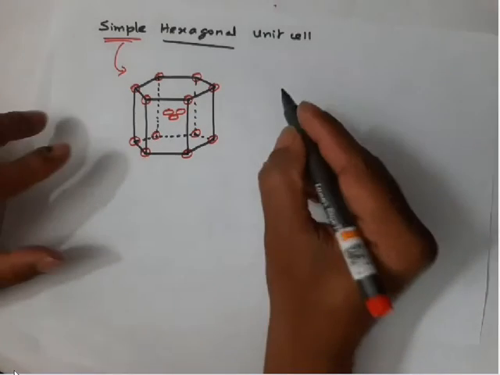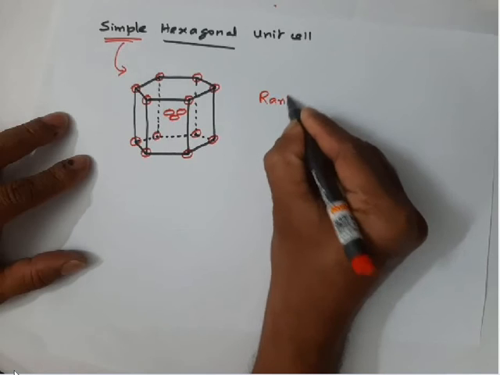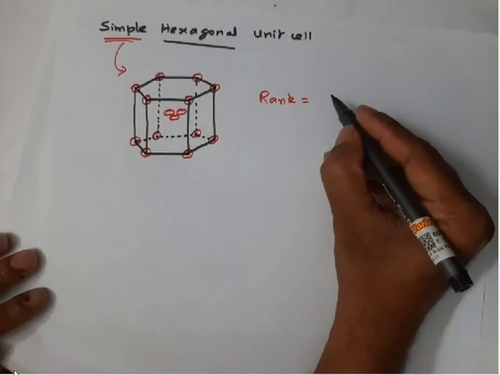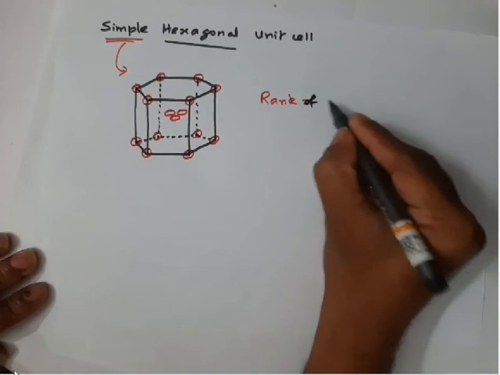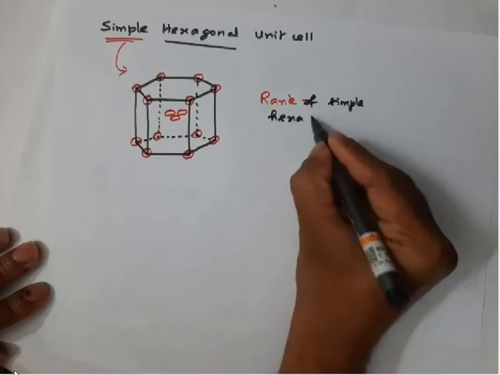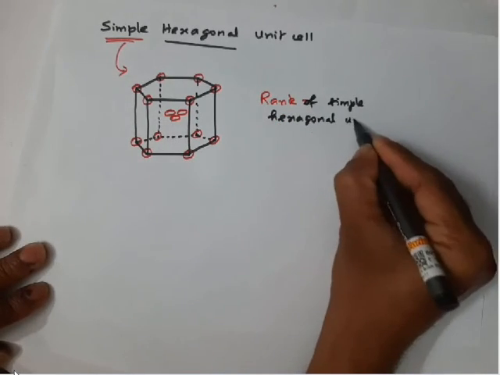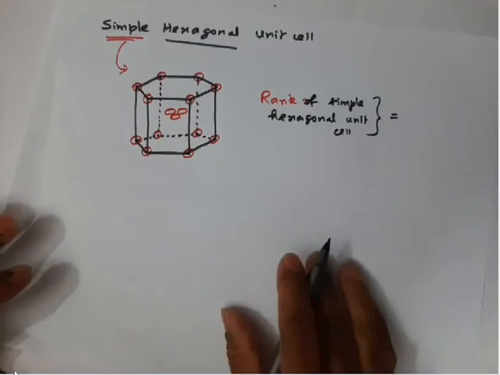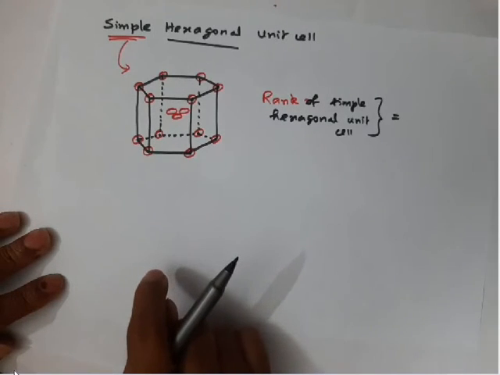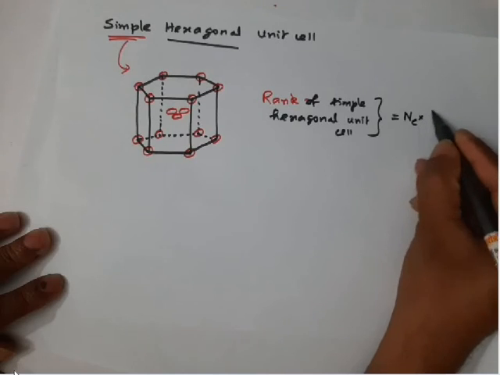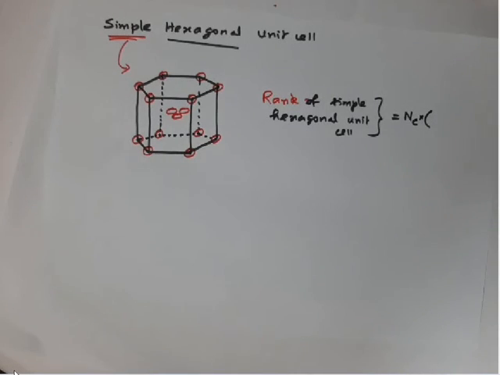Can you tell me the rank for this? Anyone? Can you calculate the rank? What is the rank of the simple hexagonal unit cell? Yes, how to calculate? We have actually 12 corner atoms, right? So number of corner atoms into what should we multiply?